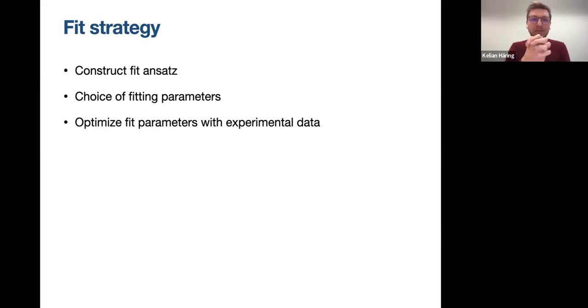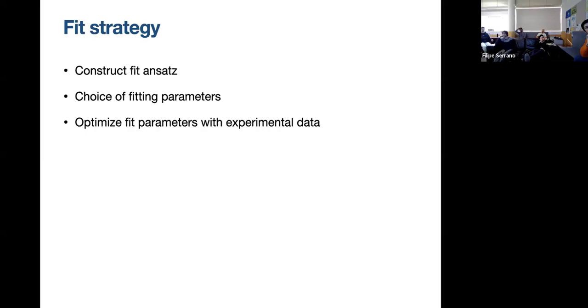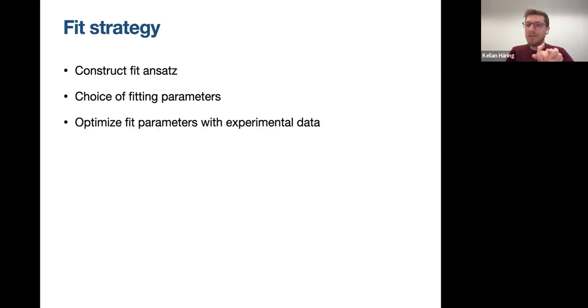So now I would like to give some detail on the fitting strategy. The first thing to do is to construct an ansatz. And as you may guess, it will be based on the primal ansatz that we discussed before. And then we would like to do a fit. So we need to choose a set of fitting parameters, because there are infinitely many choices, and we need to choose the set carefully. And then because we want to fit experimental data, we need to optimize these fitting parameters with experimental data. So I will now describe each of these steps in some detail.